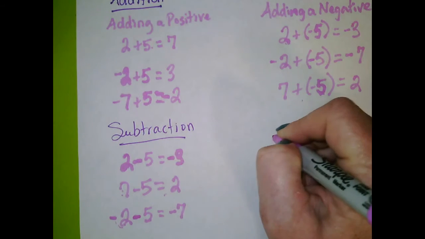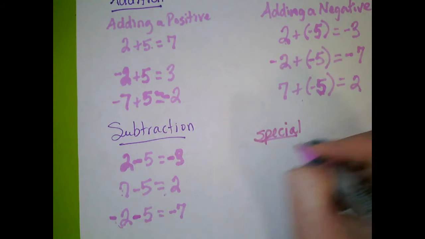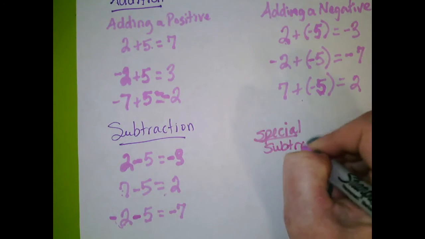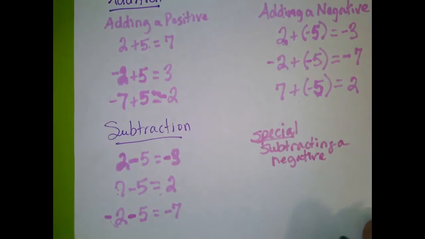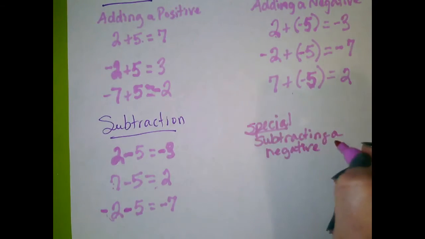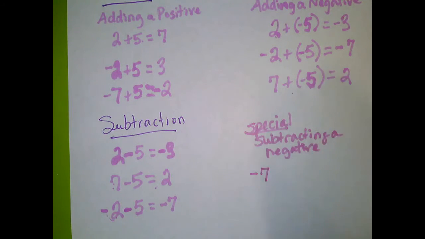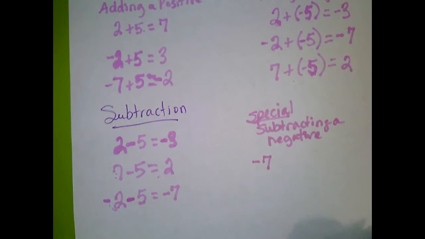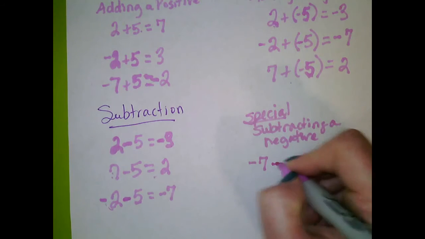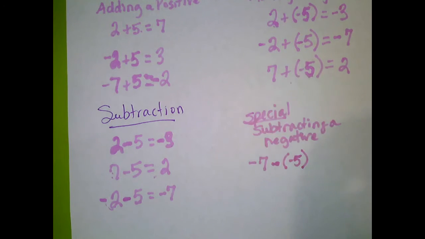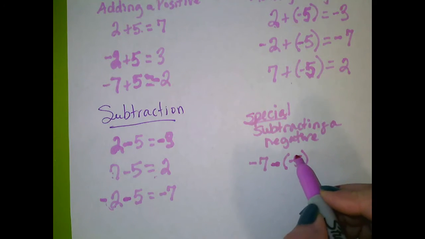But what if you are, this is a special situation. What if you are subtracting a negative? This is a tricky one. So let's start off with owing somebody. You owe somebody $7. And your buddy comes along and says, hey, I want to help you out. I want to take away your debt of $5. So he wants to take away the fact that you owe $5.